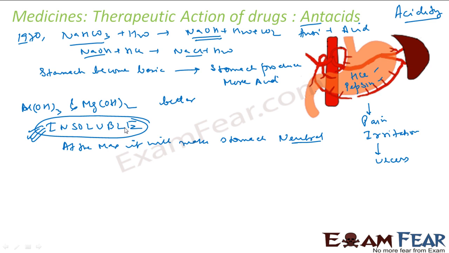Let's find the root cause of acidity. Why is this acidity happening? Because there has to be something. We saw that in the body, there are things called enzymes which create stuff, right? So there has to be some enzymes or something which is creating this HCl and pepsin. Let's try to control at that stage, right?